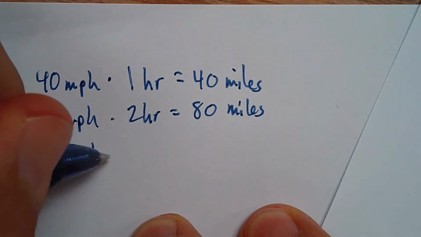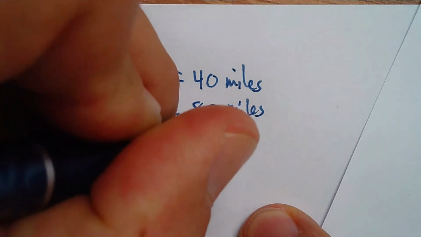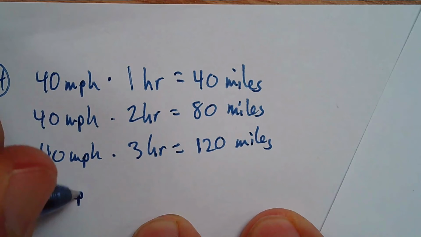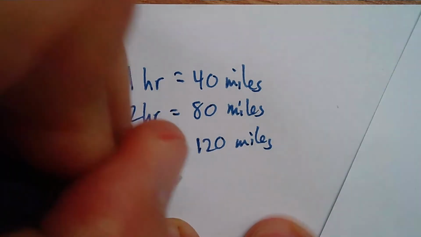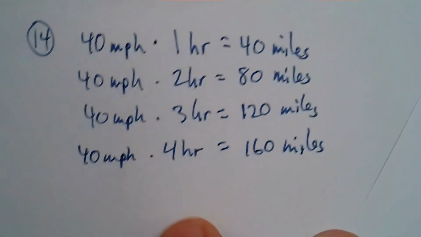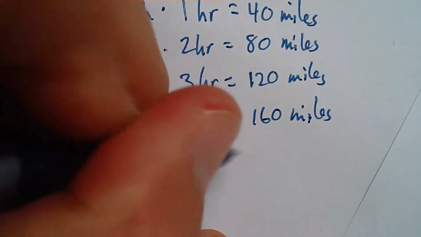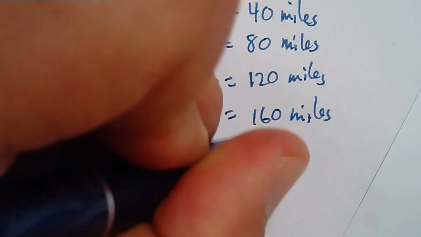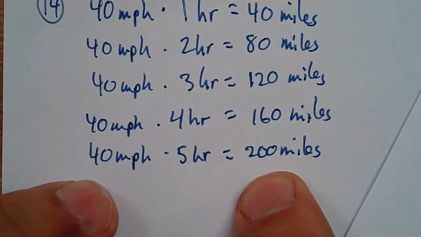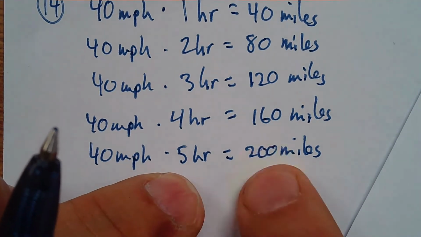40 miles per hour times 3 hours, that means you go 120 miles, right? Just 40 times 3. 40 miles per hour times 4 hours, that would be 160 miles. And 40 miles per hour times 5 hours, that means you go 200 miles. And I stopped at 200 because I see 40 and 200. Oh, 5 hours right there and 200 miles.